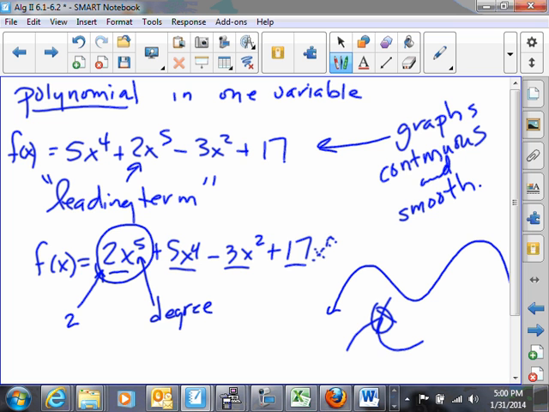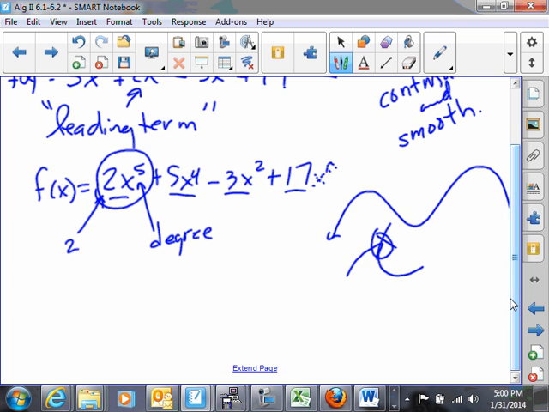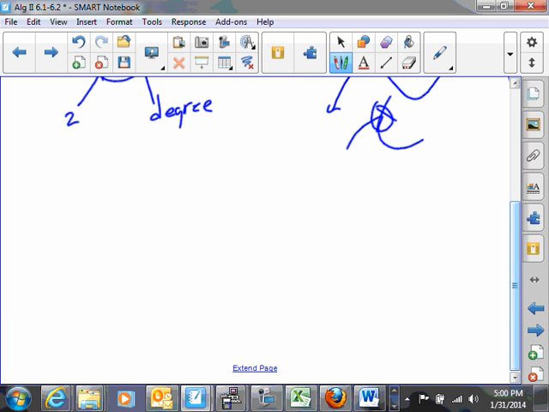Okay, now, if you have a polynomial function that just has one term, for example, if g of x is equal to 5x to the 7th, we would call this a power function as well. It's still a polynomial function, but we would call it a power function as well.